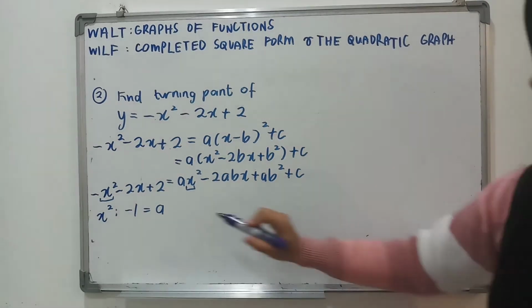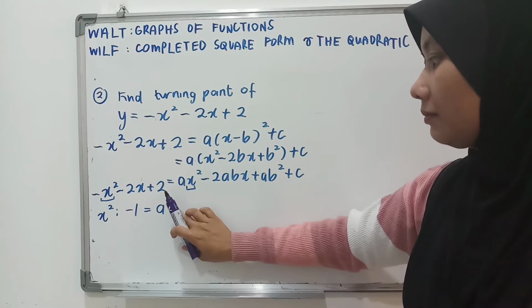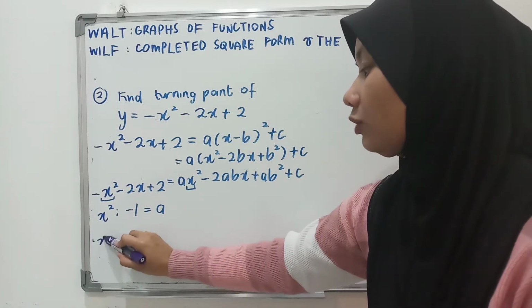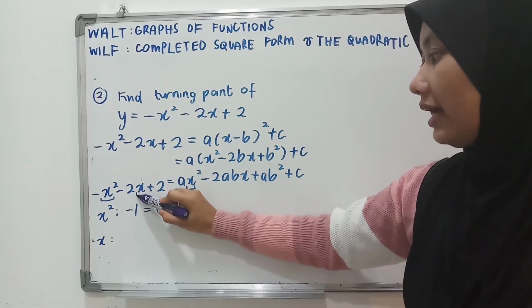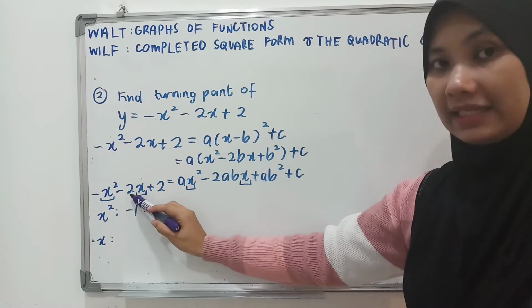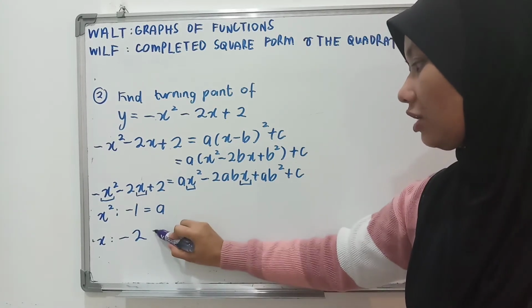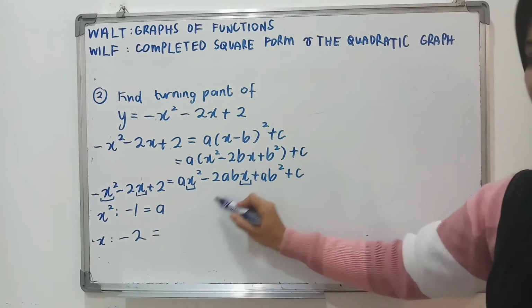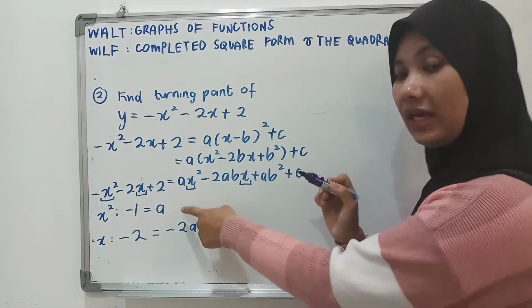Okay, settle for the first one. Now I want to compare for x. So look at that value, look at that value. What is the constant in front? Negative 2 equals to, what is the constant? Negative 2ab. What is the value of A just now?